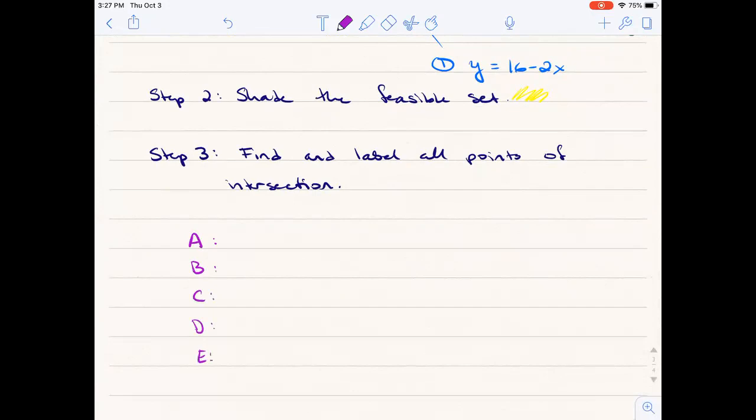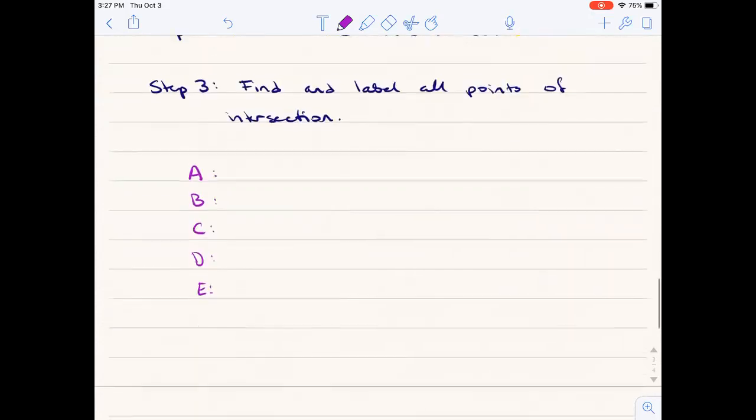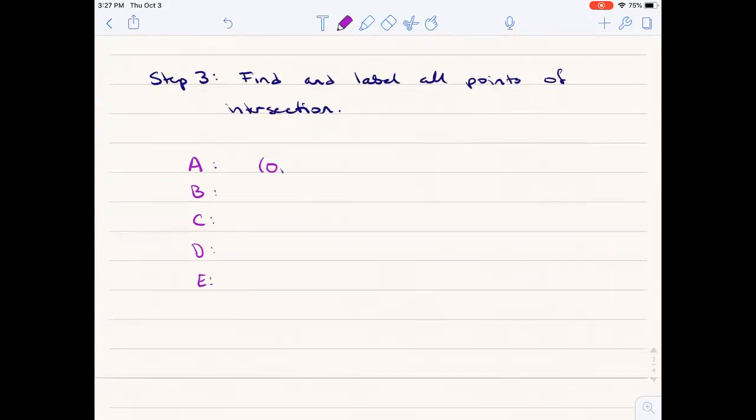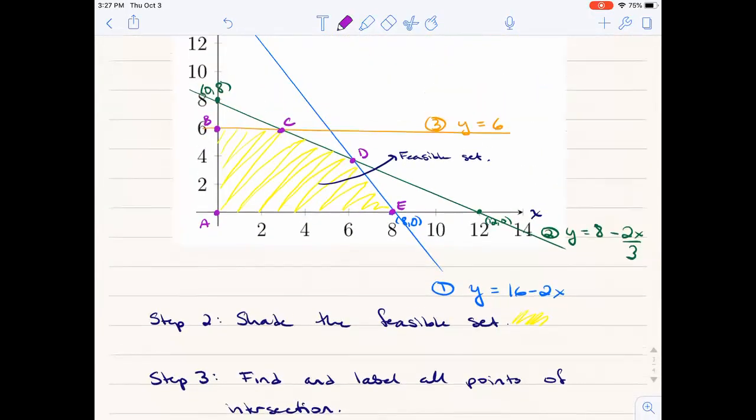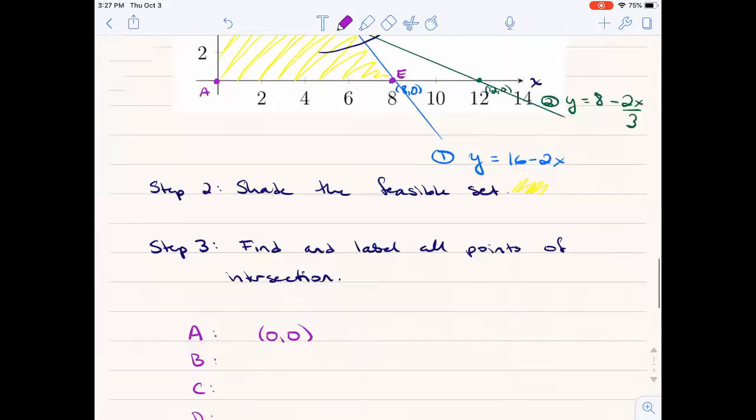And then I'm just going to talk about what they are, if I know them, or which lines I need to solve for, just to give myself a roadmap of what I need to solve for still, right? So A is 0, 0, we know that. B is 0, 6, we know that.